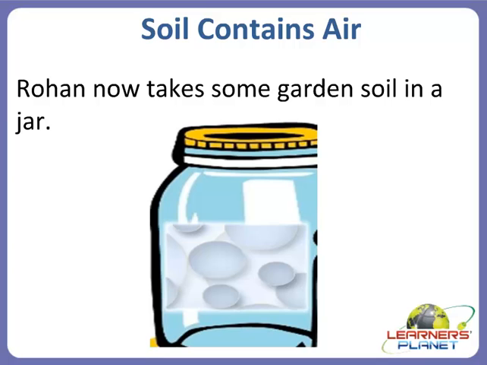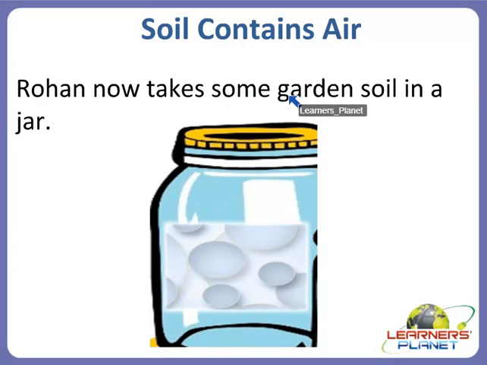So children, the water trapped in the soil is called moisture. Okay children, so we saw that soil contains water. Now Rohan does another experiment. He does another activity to know whether soil contains air or not. So what does he do, children?